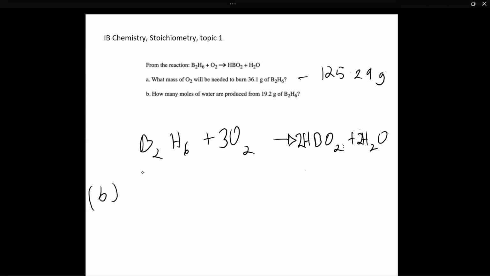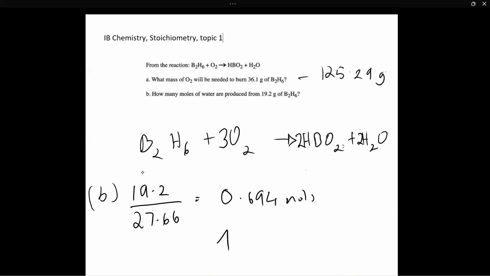So first things first, let's convert grams into moles. So how many moles does 19.2 grams have of B2H6? Well, we know the formula for moles, grams divided by molar mass of B2H6, which is 27.66. This gives us the number of moles as 0.694 moles. Okay, now let's look at the molar ratio.